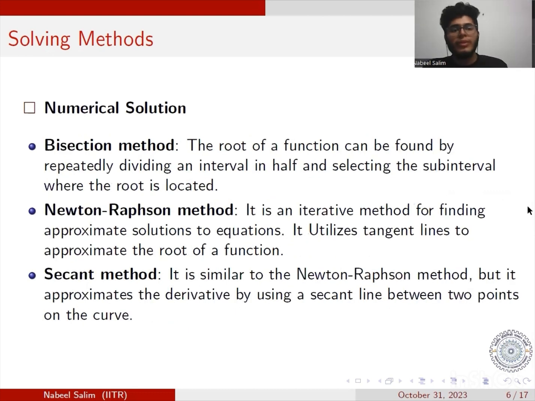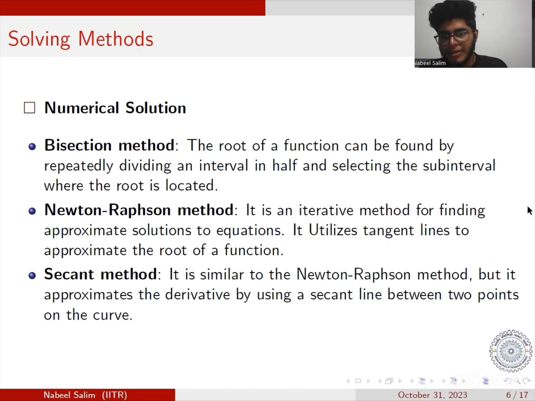So in the case of numerical solutions, there are many kinds of algorithms, and the main algorithms are the bisection method, Newton-Raphson method, and secant method. And I hope some of them have been covered by others in their presentations. So I'm going to give a brief description of what these methods are. The bisection method is a method of finding a root of a function by repeatedly dividing the interval in half such that the subinterval will have the root.